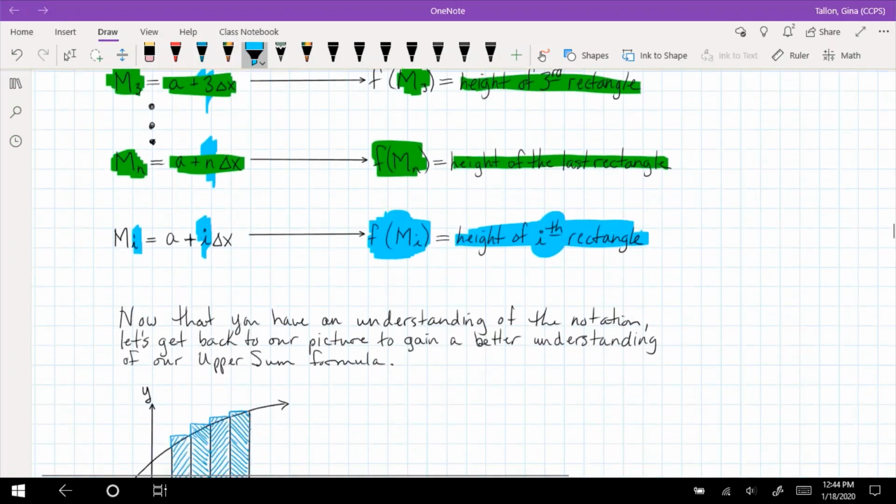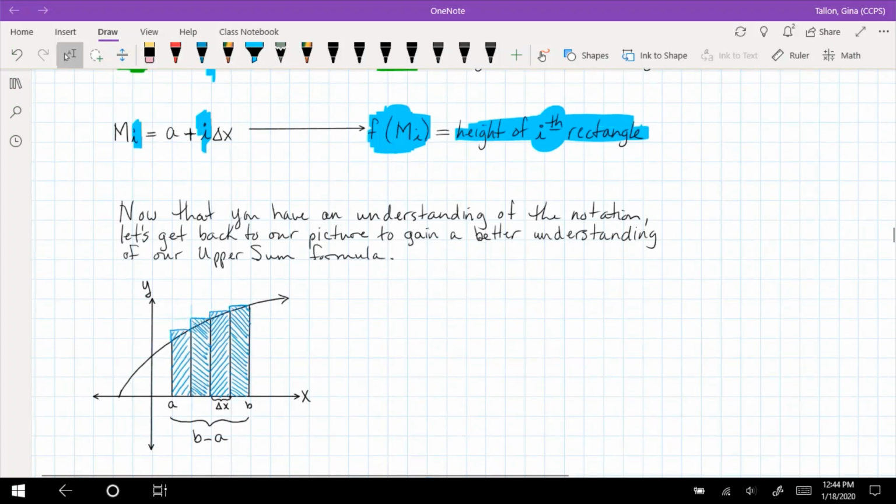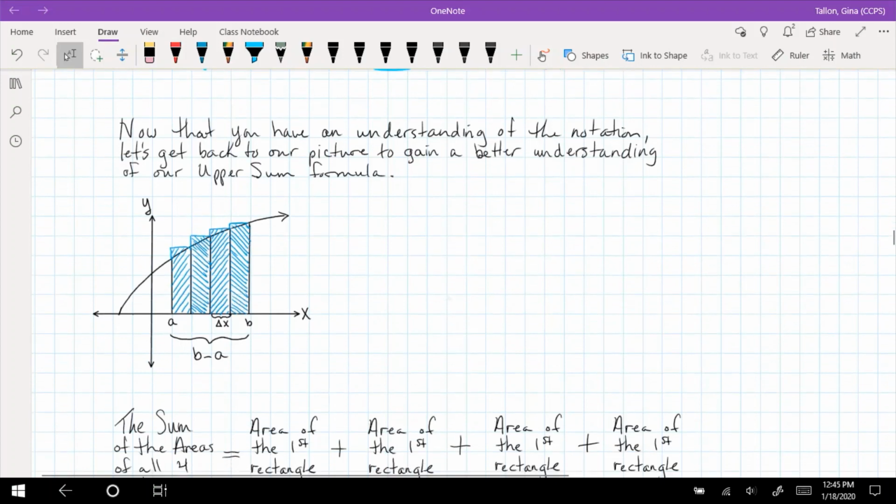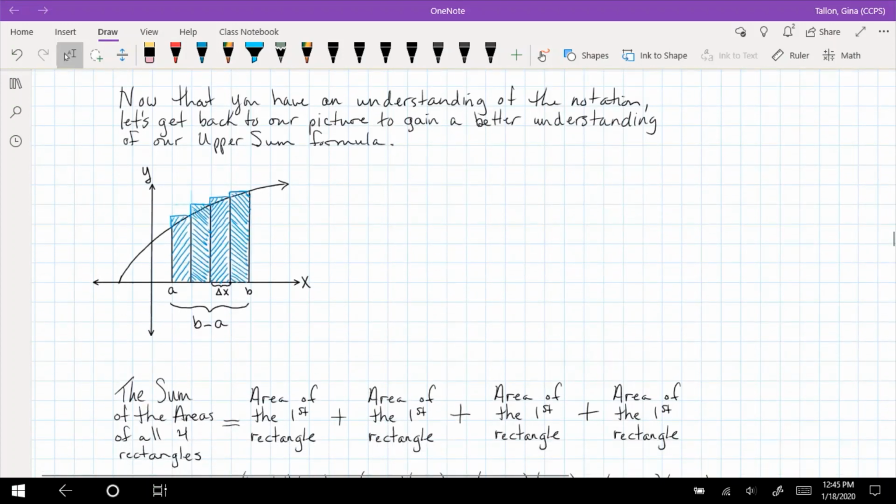All right, moving on. Let's have a little bit of an understanding there. Let's get back to our picture to gain a better understanding for our upper sum. Let's see here. The sum of the areas of all 4 rectangles equals the area of the first rectangle plus the area of the second rectangle, plus the area of the third rectangle. Oh, and I can see that is not right, is it? So I am going to put in here plus the area of the second rectangle, and the third rectangle, and then the fourth rectangle. Don't know how that slipped by me before, but it did.